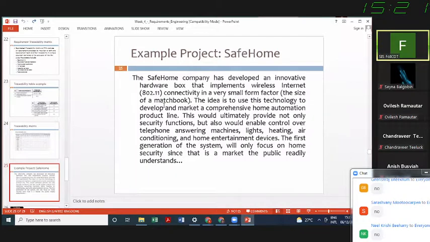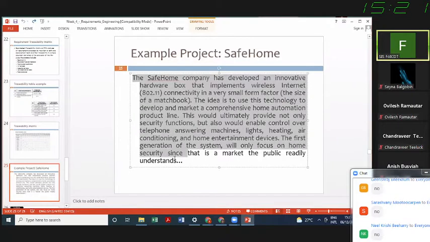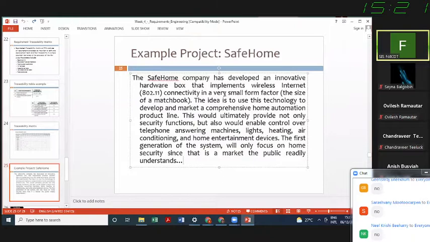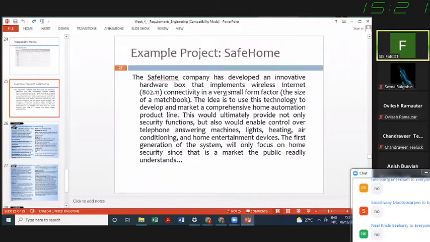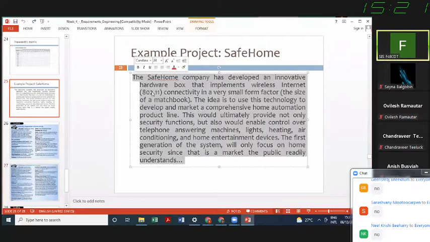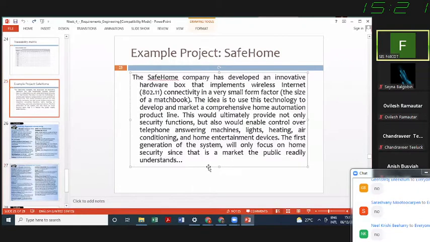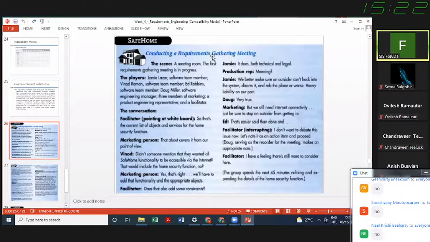Here, this is a case scenario. Okay, I would suggest that you take some time to read this. It's about a case scenario where we have a number of requirements and non-functional requirements as well. And for example, it shows how from this brief, we will need to conduct some requirements gathering meeting.